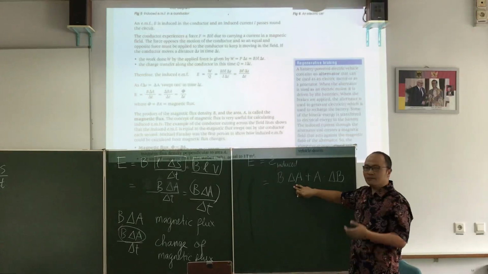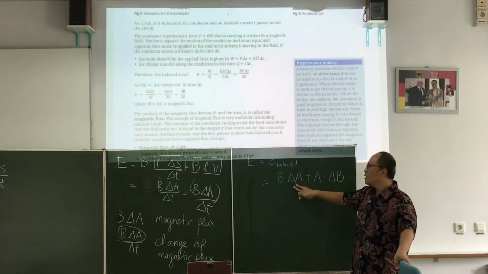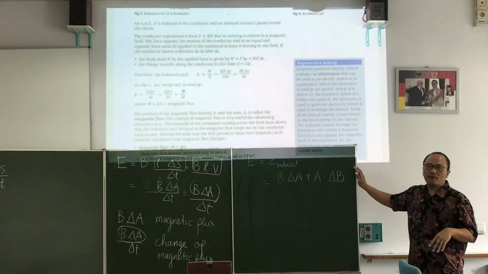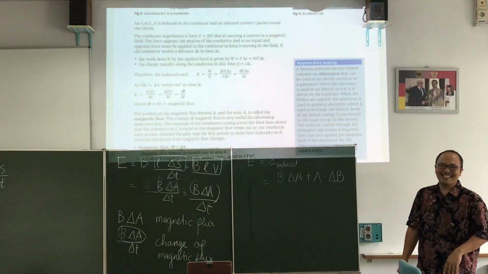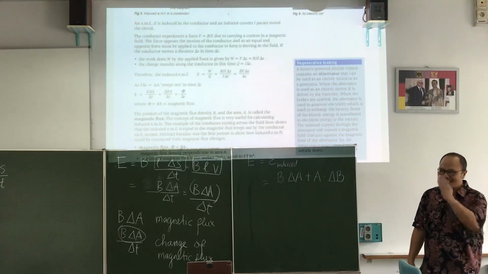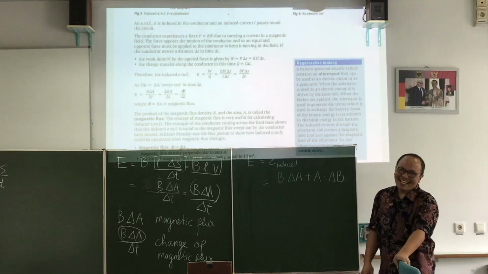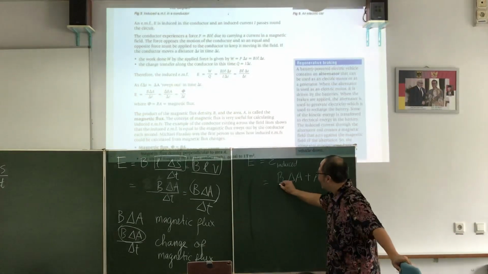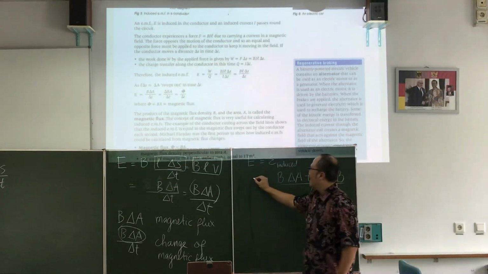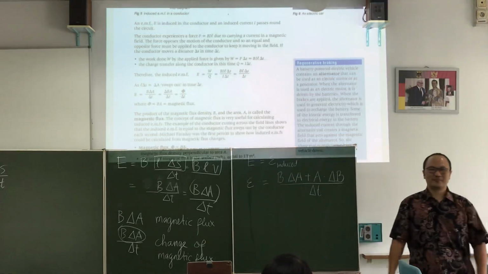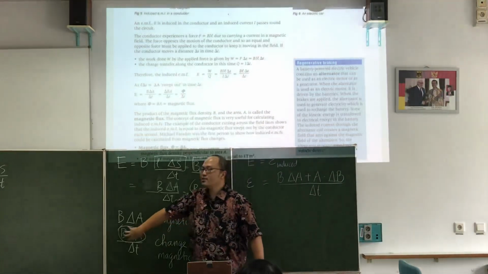First, you change the area of the coil, of the conductor, of the moving conductor; second, you change the magnetic flux density. Divided by delta t. And that is epsilon. Okay, everyone? This is only part of it.